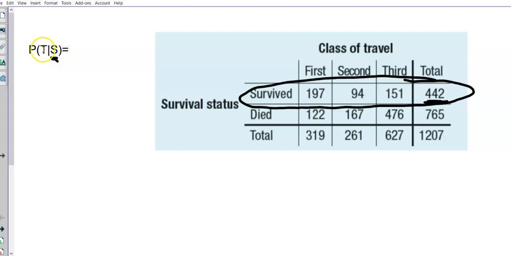What's the probability that you were third class? So survived is the denominator, not out of 1207. This is only out of the survived. And then the probability of third class would be 151. And then you would type that in your calculator to get the decimal, but that's how you get the answer there.